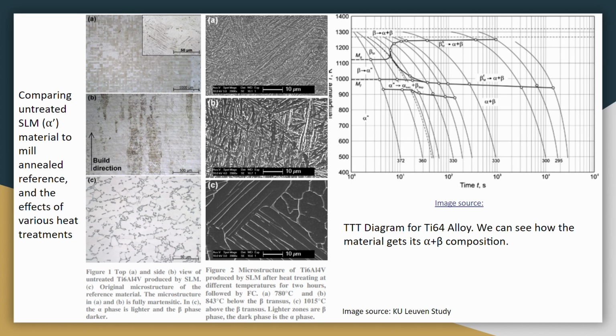In the reference material seen in picture C on the left, the BCC beta structure is suspended in the alpha matrix, which is HCP. This is the target structure for the 3D printed material to be strengthened to. And on the bottom right figure, you can see the effects of different cooling rates on the crystal structure after being heated to 780, 843, and 1015 degrees C respectively, followed by slow furnace cooling for all of them. And you can clearly see the difference in the grains.